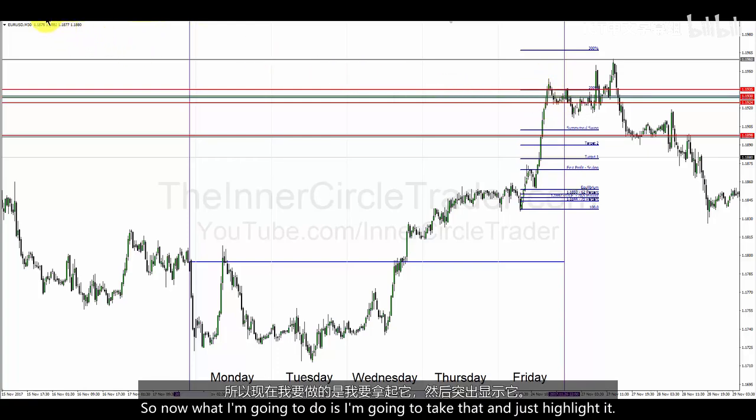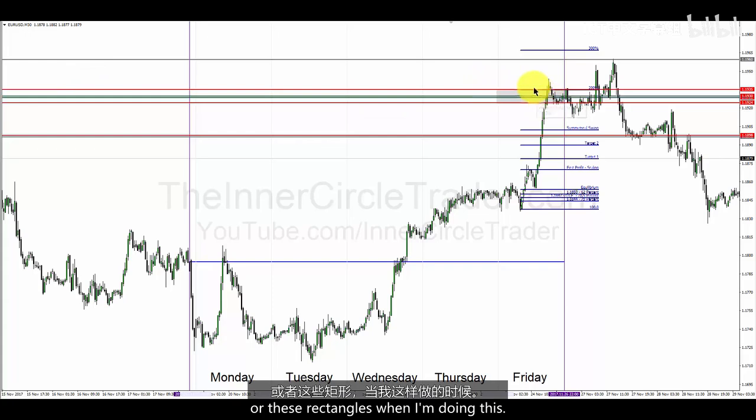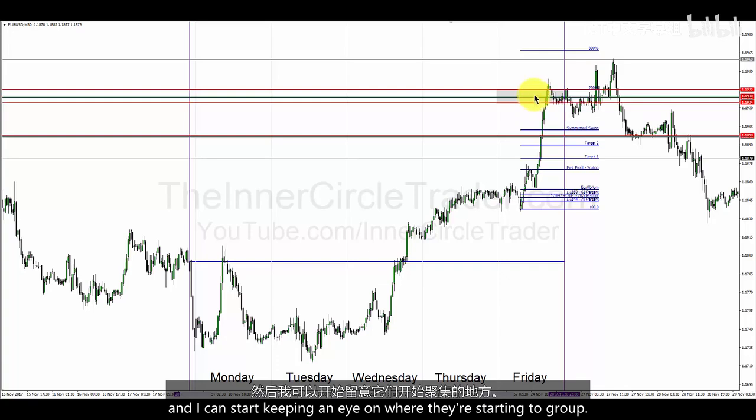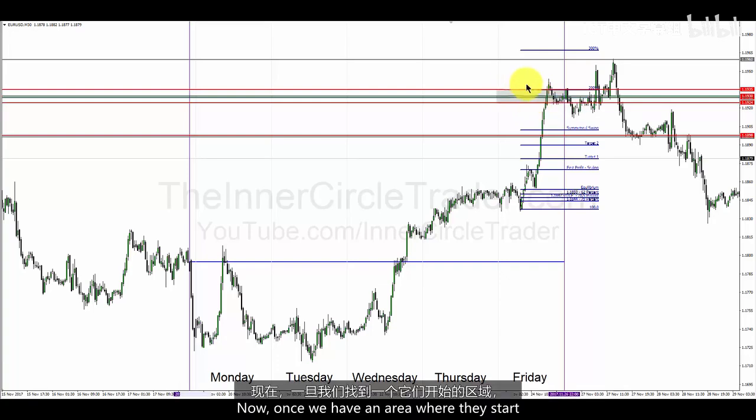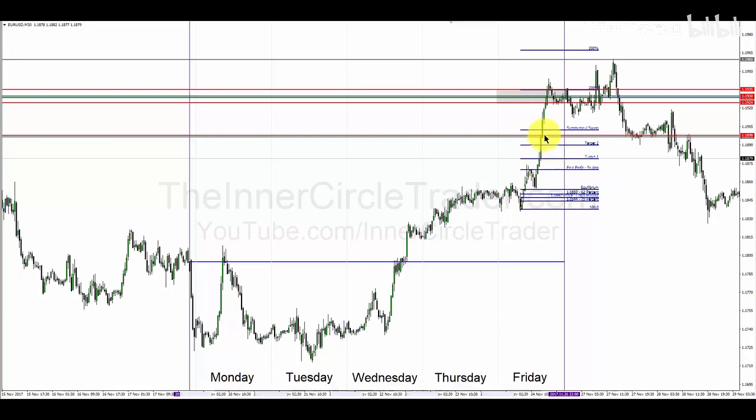So now what I'm going to do is I'm going to take that and just highlight it. Now I don't draw these boxes or these rectangles when I'm doing this. I look for just the levels, and I can start keeping an eye on where they're starting to group. Now once we have an area where they start to converge here and then over here, right away we're below that price level as we're coming up. So this is going to be a nice objective to reach for, which is basically the 119 big figure, because if you hit 118.98, you can go 2 more pips just with a spread or chaotic price action would take us right up into that 119 big figure.